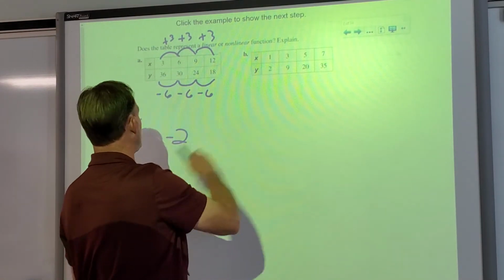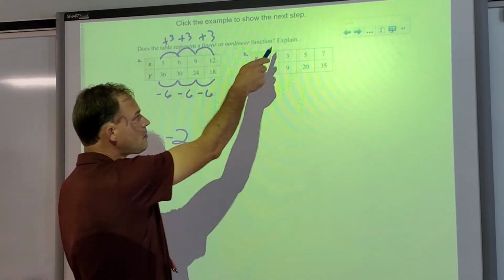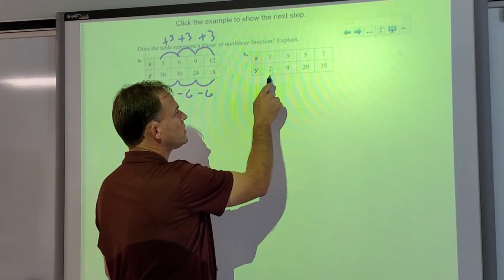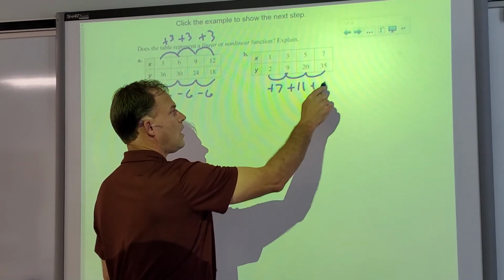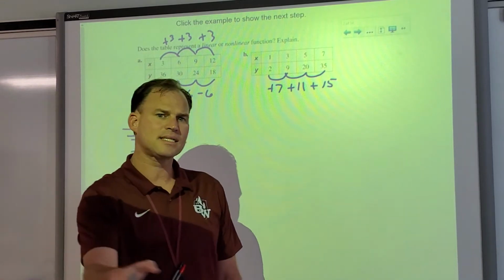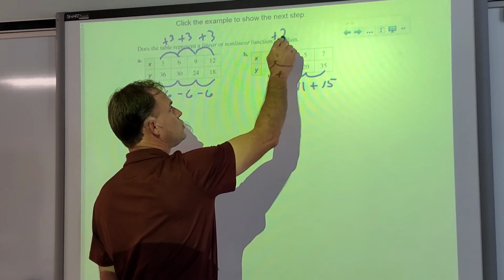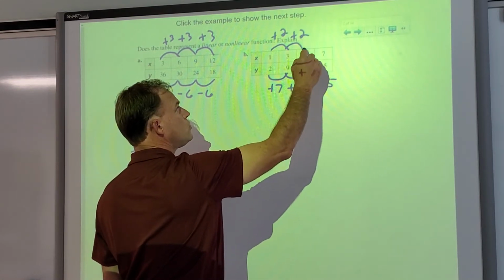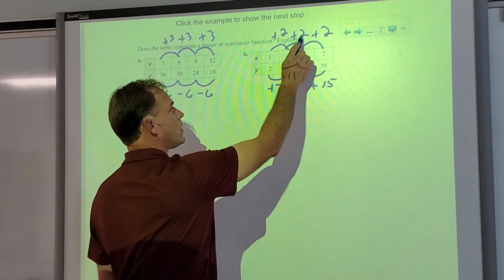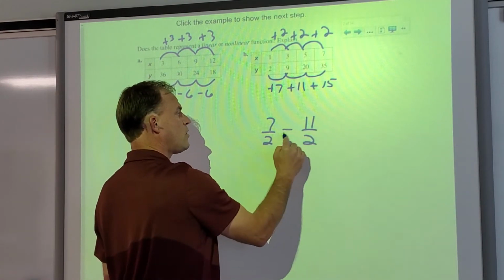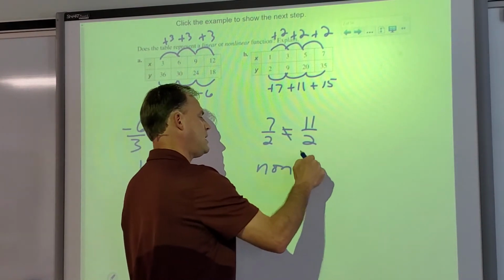So then we come over here. So this one here is linear. B, 2 to 9. This one's going up 7, up 11, up 15. Now that in itself doesn't disqualify it because we're looking at a ratio. So this is up 2, up 2, up 2. So the ratio here is 7 over 2. The ratio here is 11 over 2. Those are not equal, obviously. So it is non-linear.